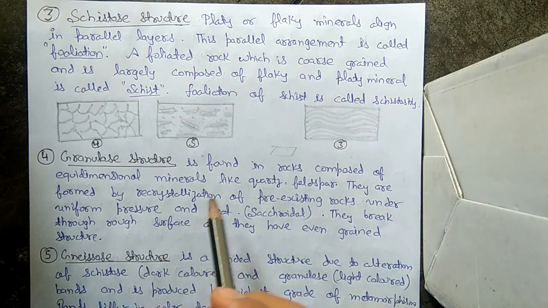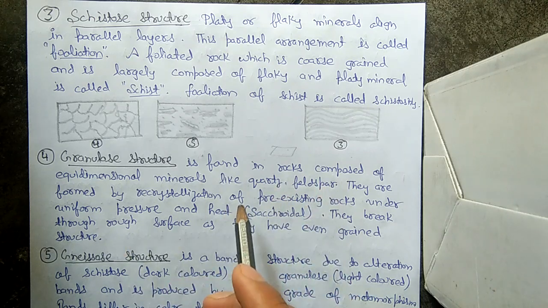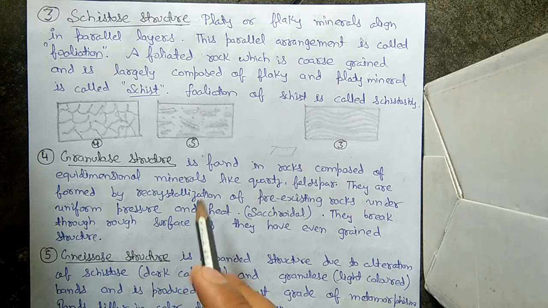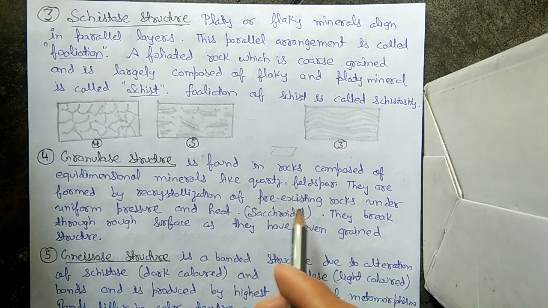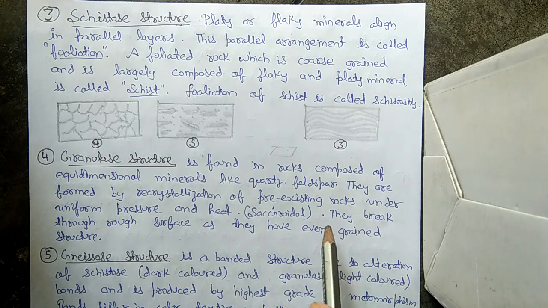Fourth one is granulose structure. Granulose structure is found in rocks composed of equidimensional minerals like quartz and feldspar. Okay, this structure is found in those rocks that have minerals of equal dimensions, I mean equal size, like quartz and feldspar. They are formed by recrystallization of pre-existing rocks under uniform pressure and heat. These structures are formed due to recrystallization of rocks that have existed on this earth from earlier times, when they are subjected to uniform pressure and heat.